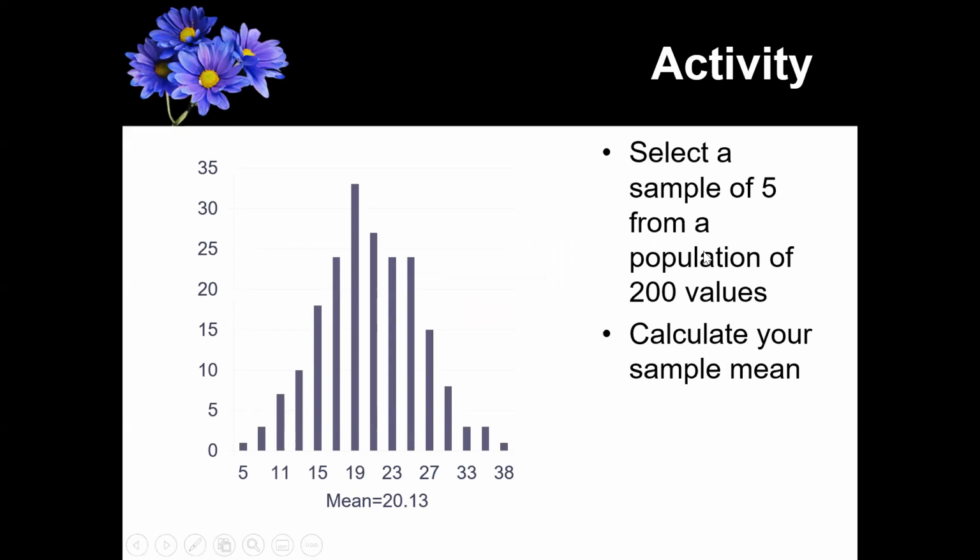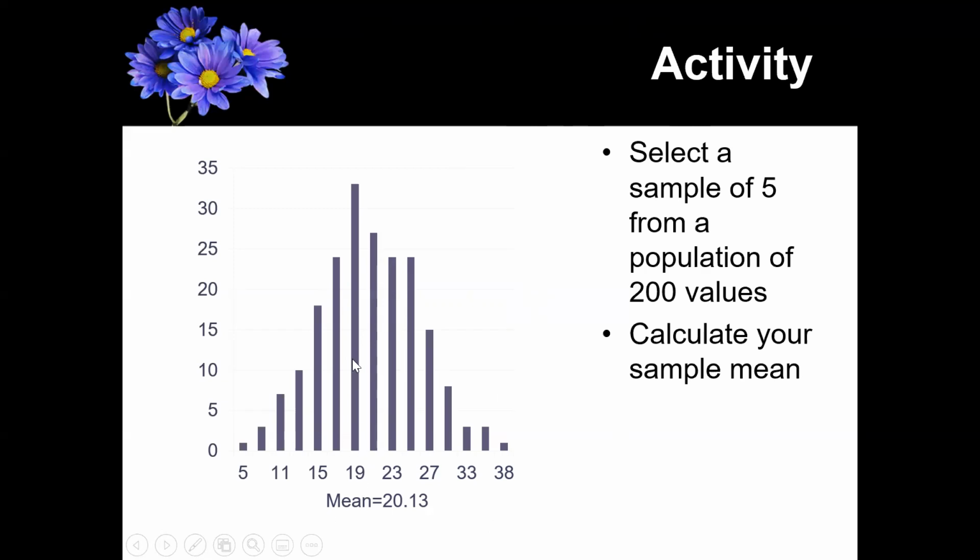So you can do this if you want, but it's pretty straightforward. If you were to select a sample of 5 people from a population of 200 values, like we have here, what do you think the sample mean would be? So here's our population. This is everyone that we're interested in applying the research to. Notice the mean is 20.13. So go ahead and do that. Just pause the video, draw 5 numbers from here, and see what your sample mean is. Not your population mean, but your sample mean. So the mean of the 5 that you pick randomly.